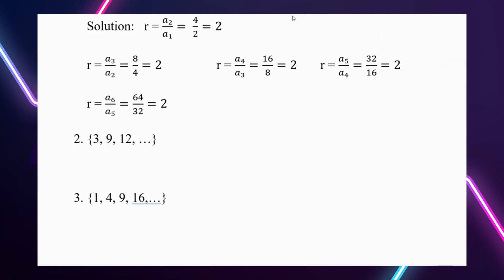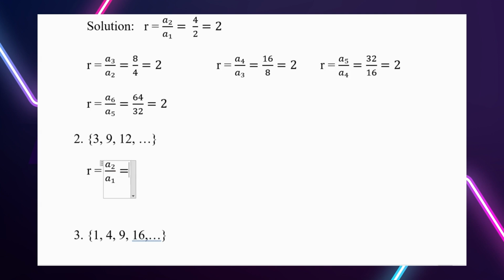Let us have our number 2, sequence 3, 9, 12. Let us identify whether this sequence illustrates geometric sequence or not. Para malaman natin ito, kung geometric ito o hindi, kailangan nating kunin ang kanilang ratio. Dapat, they have the common ratio so that we can conclude that the sequence is a geometric sequence. Following the formula in finding the common ratio, common ratio is equal to a sub 2 divided by a sub 1.